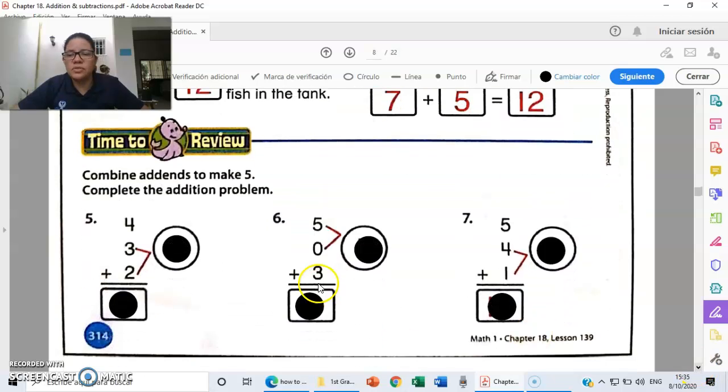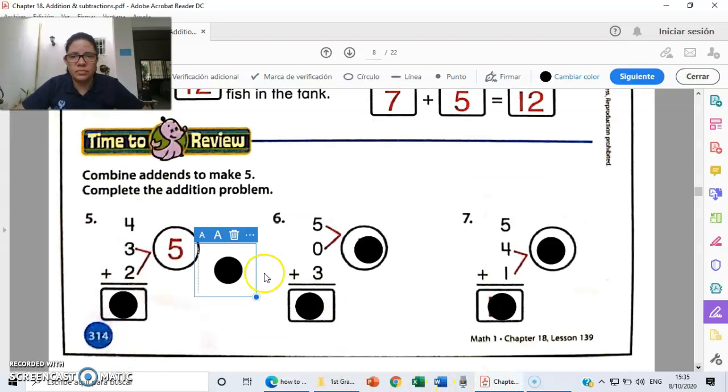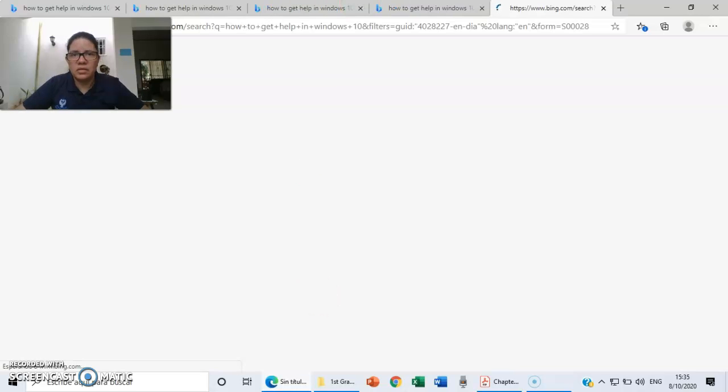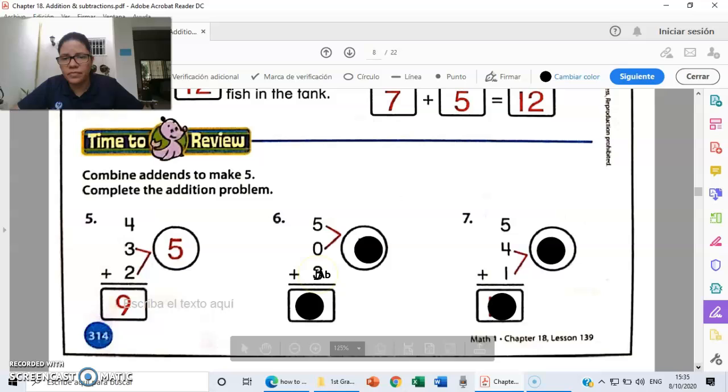So the last exercise, it's making a group of 5 and then counting 3 plus 2. 3 plus 2. So the answer is, oh, sorry. And continue doing the exercise, but I think we're gonna finish here.